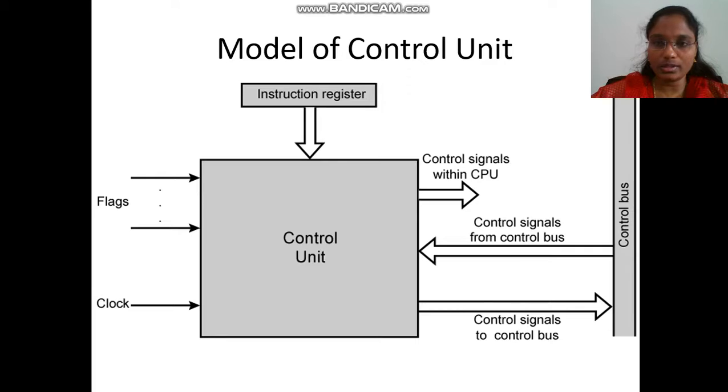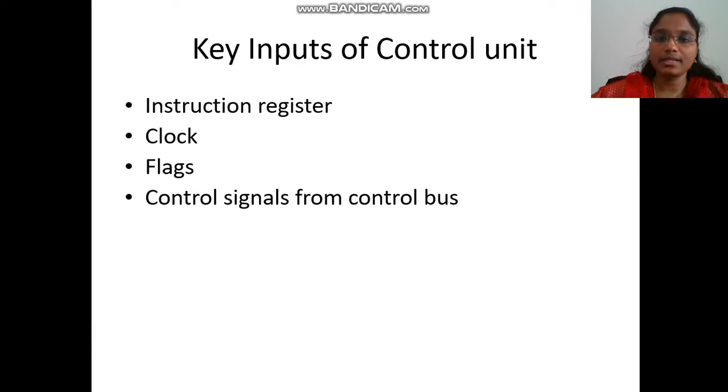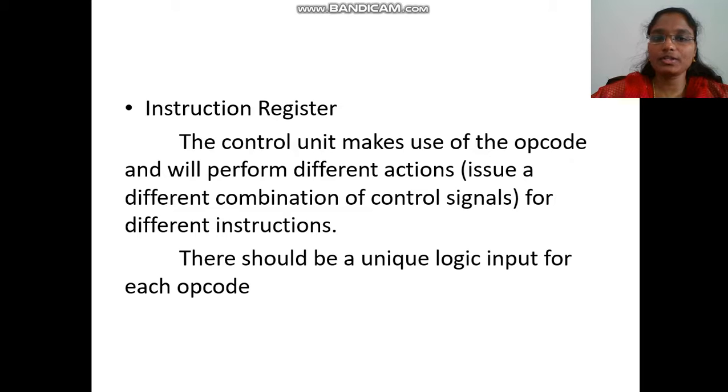The key inputs of this control unit are the instruction register, clock, flags and control signals from the control bus. Let's see how the instruction register is used in the control unit. The control unit makes use of the opcode and performs different actions. As we know, every instruction format has an opcode field and an address field. Using the opcode field, the control unit performs different actions for different instructions, and there should be a unique logic input for each opcode.